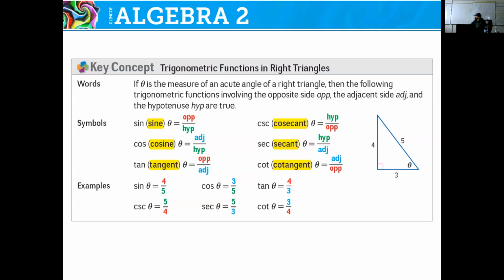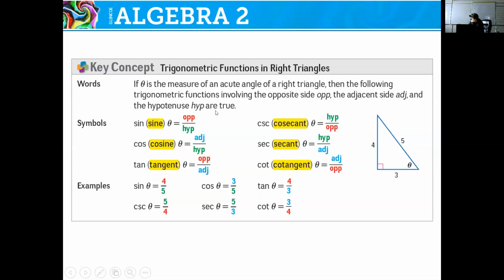Okay, so keep in mind if theta is here, in the lower right, the side that is opposite of the angle is the opposite side. The side that is touching theta is your adjacent side. And once again, your hypotenuse is always across from the right angle, the 90 degrees. So what this sets up allows us to take sine, cosine, and tangent. Sine of theta is equal to the opposite side over the hypotenuse. So in this case, it would be 4 over 5.